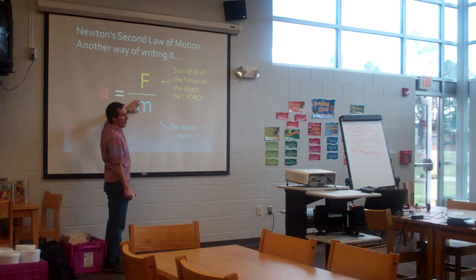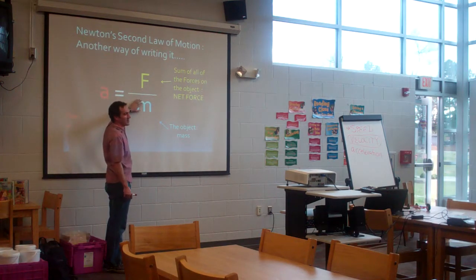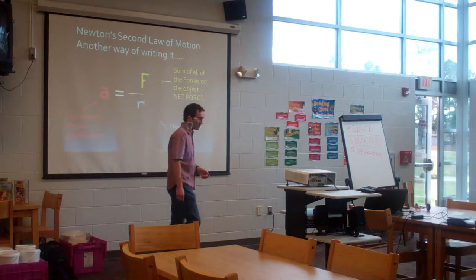Let's say I have a mass of 1. 10 over 1 would give me an acceleration of 10. But what if my mass is 1,000? I have 10 over 1,000. My acceleration is much, much lower. So the bigger this mass is, the smaller the acceleration is.